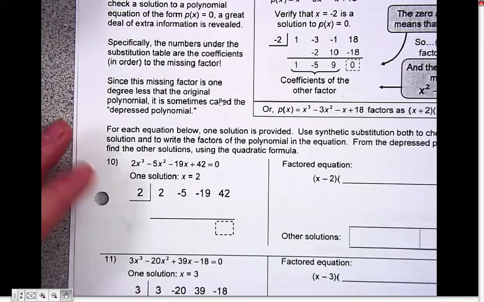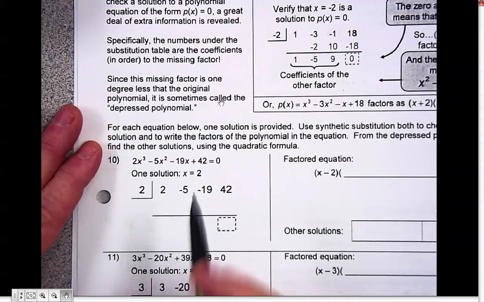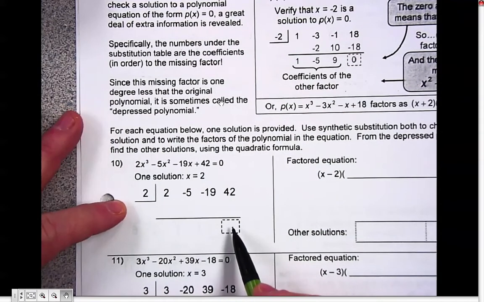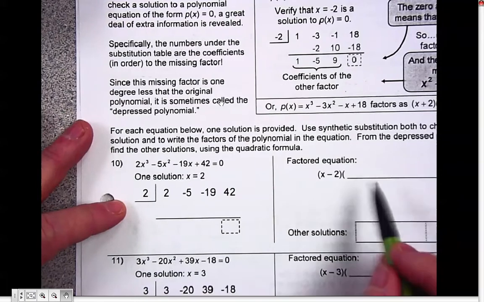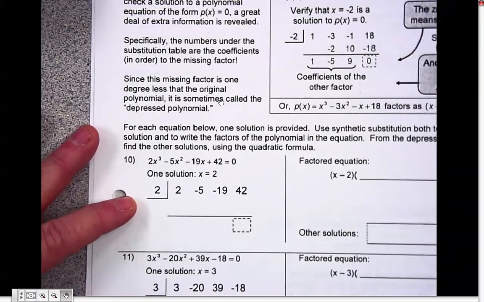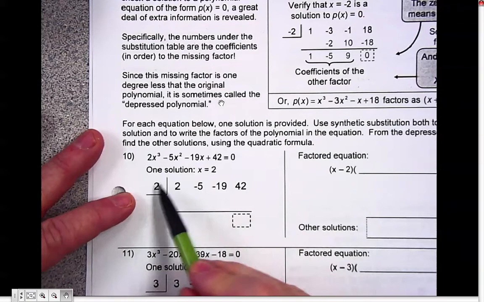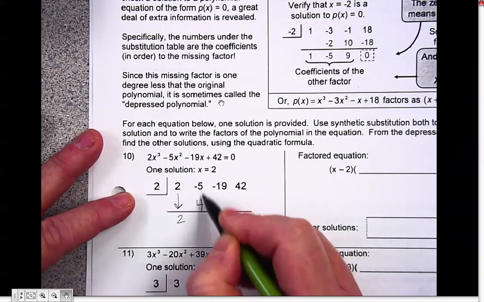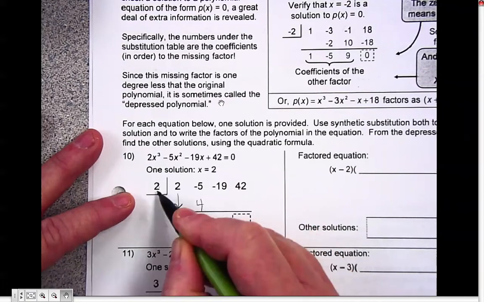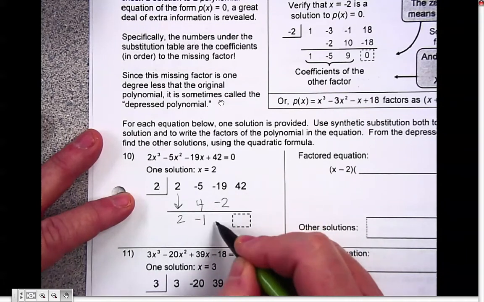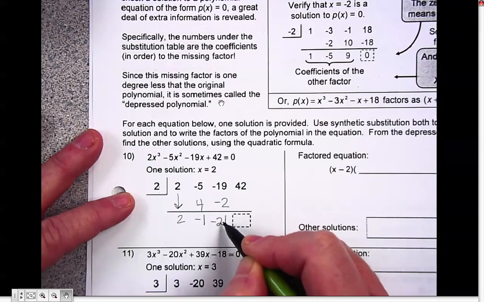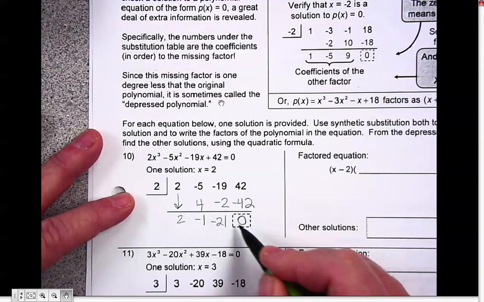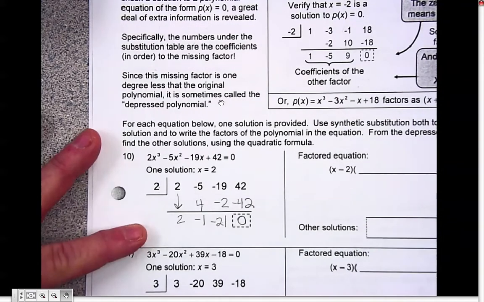They're going to give you a solution. You're going to check it with synthetic substitution. And then we're going to write the factor that remains over here. So let's do that first. They said the solution is 2, so we'll bring down the 2. 2 times 2 is 4. Add, that'd be negative 1. Negative 1 times 2 is negative 2. Add those, that'd be negative 21. Negative 21 times 2 is negative 42. And that gives us 0, and it should, and if it doesn't, you've done something wrong.